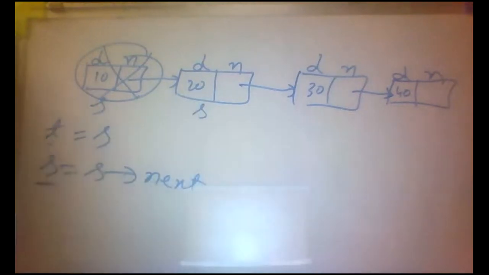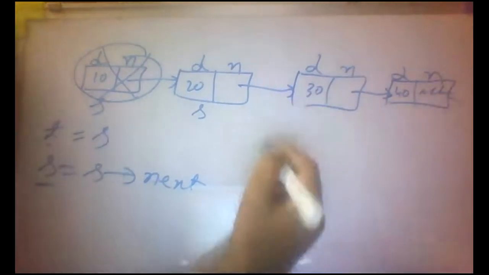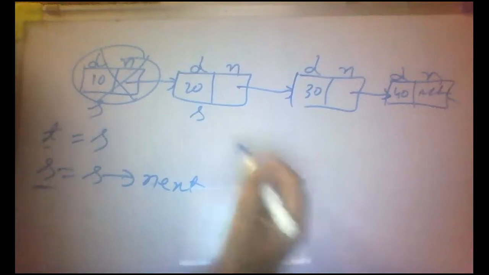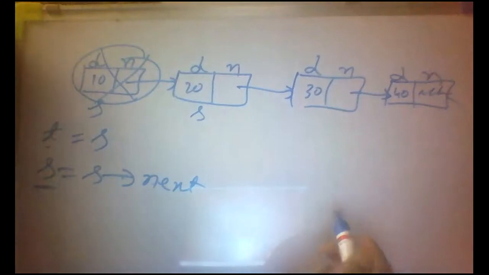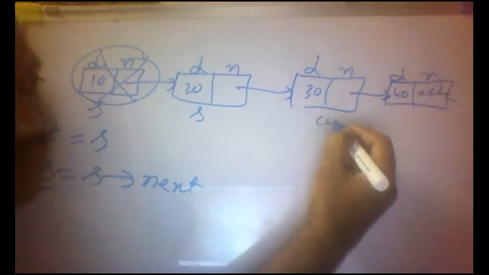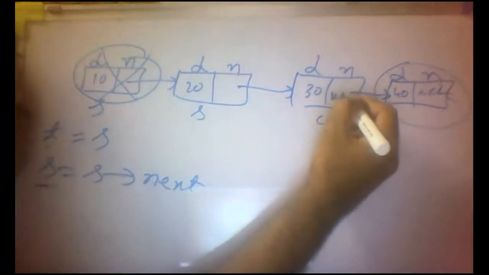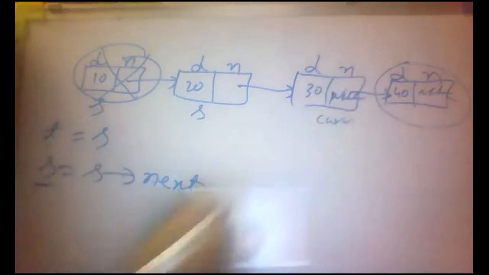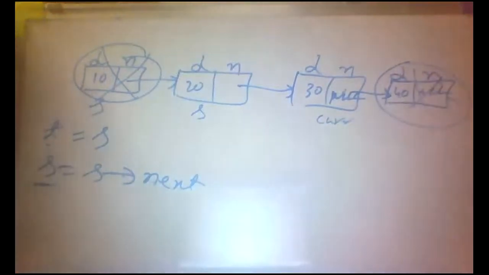So this is the starting position. Clear? And next one, the ending position: here one by one until null occurs. So while node to next not equal to null, repeat. When it occurs, then node to previous equal to current. Then remove this one. So node to next equal to null. Clear? Then simply removed from this memory.